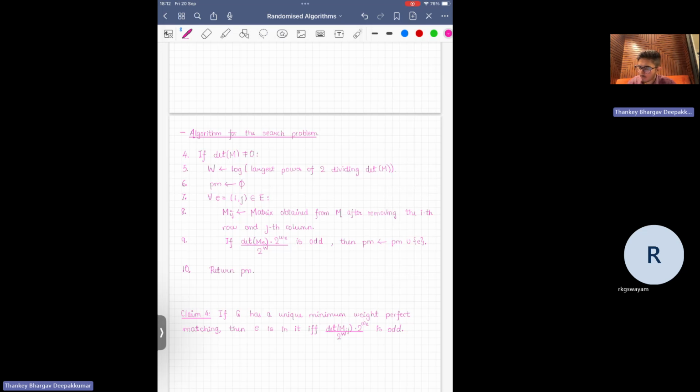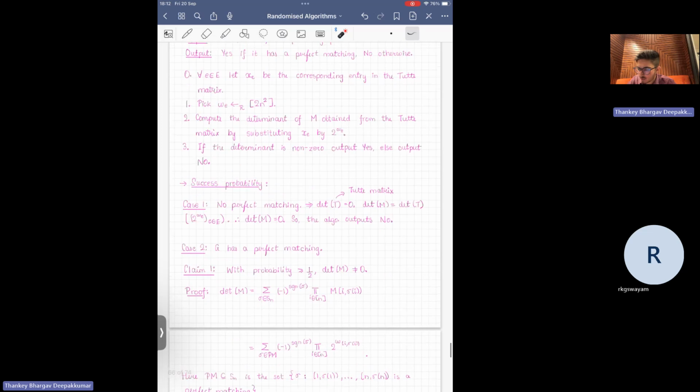And what do we do? We find W, the log of the largest power of 2 dividing the determinant of M. How can we find this W? Note that this is capital W. What we took from a set were small w's.